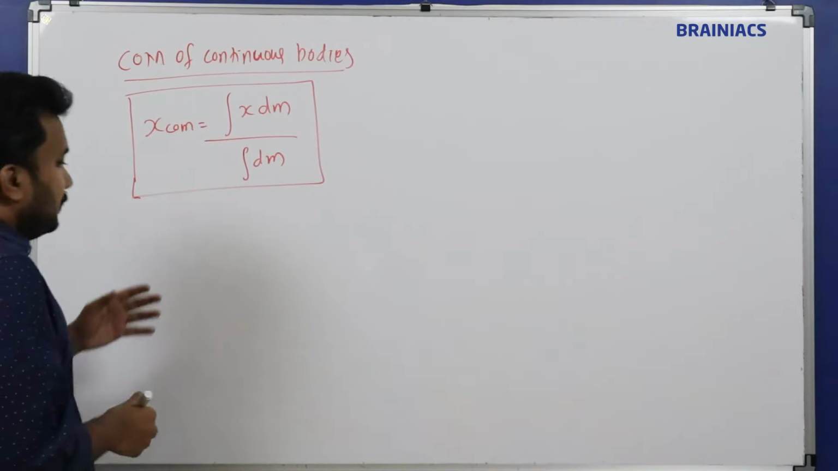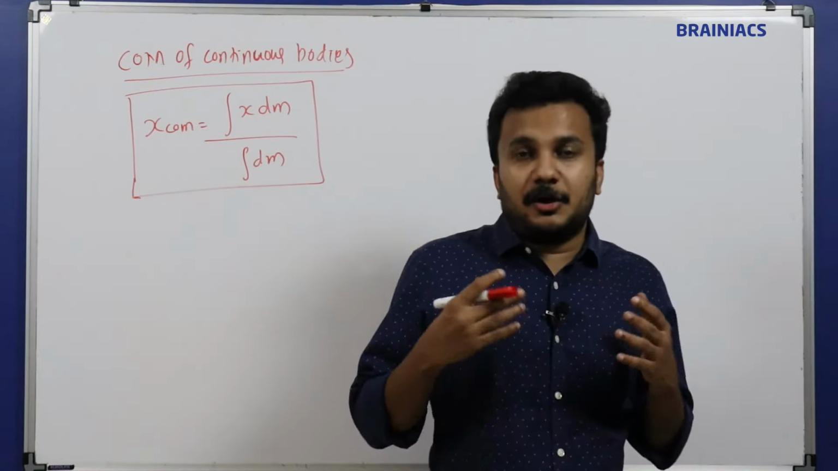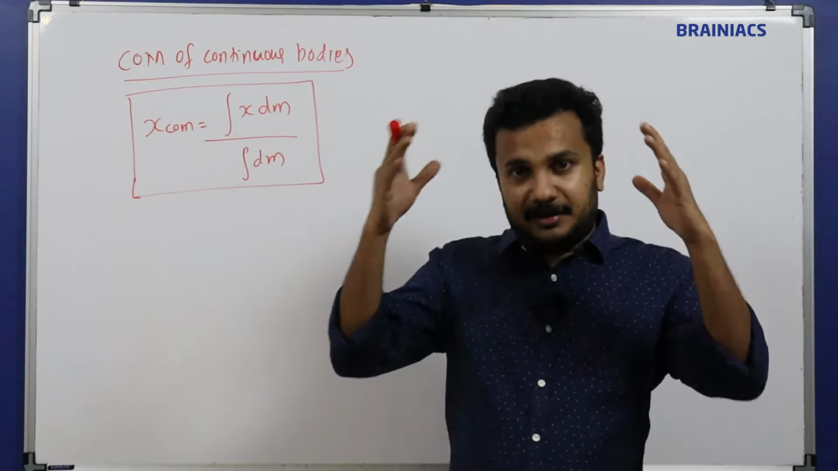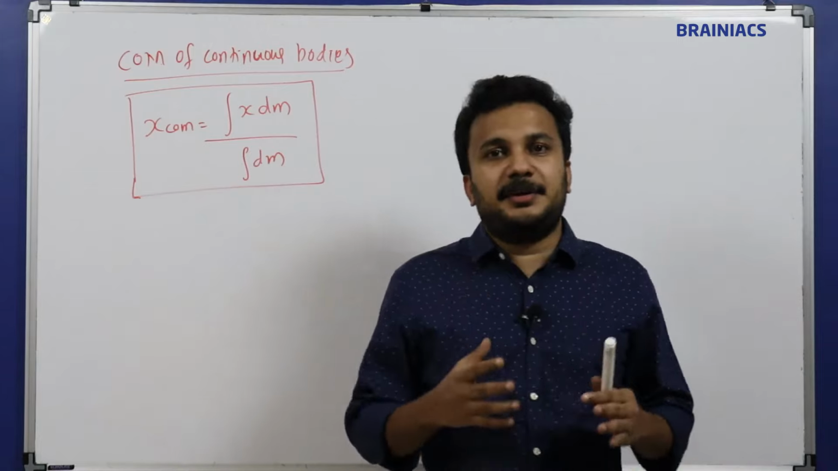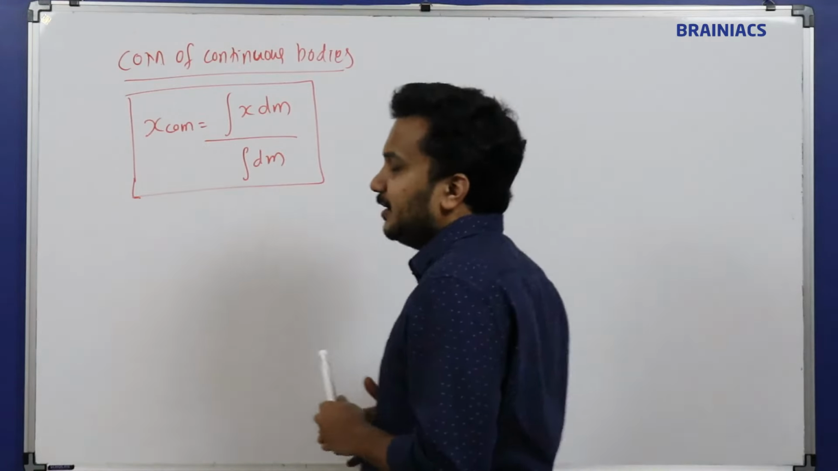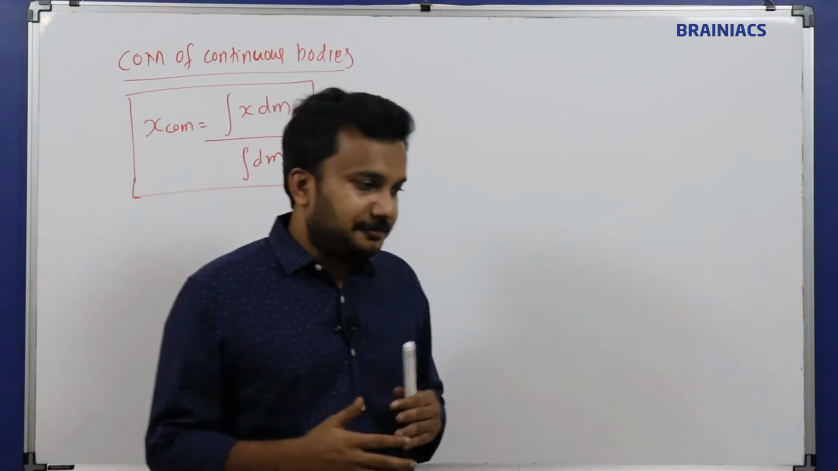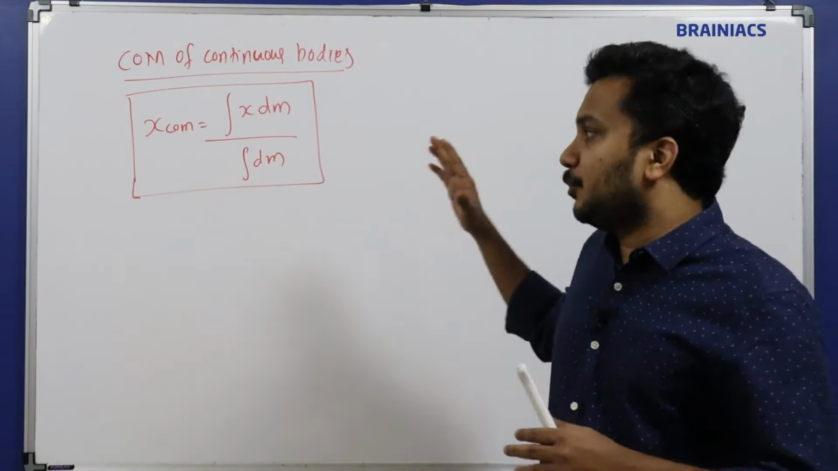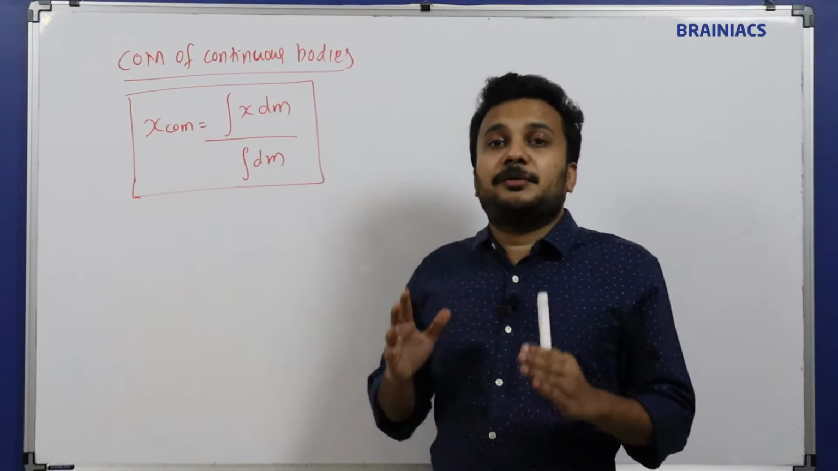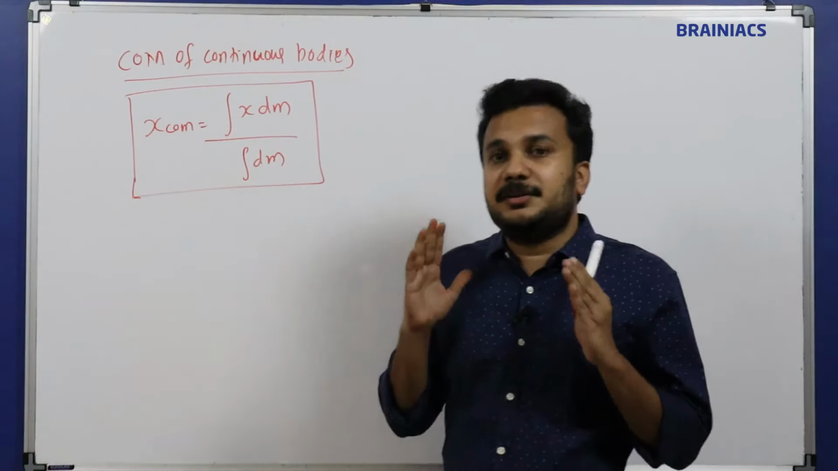So for every body, whether a rod, a sphere, a cube, a cuboid, or a triangular lamina, each will have a different formula for the center of mass. That is the derivation part, which is not required for the entrance examination. So I am going to create a table here, and I am writing certain values which are required for your examinations. You have to remember the center of mass of various objects.